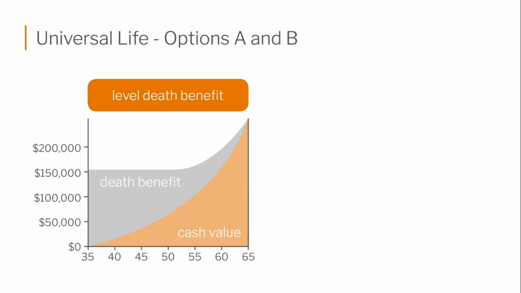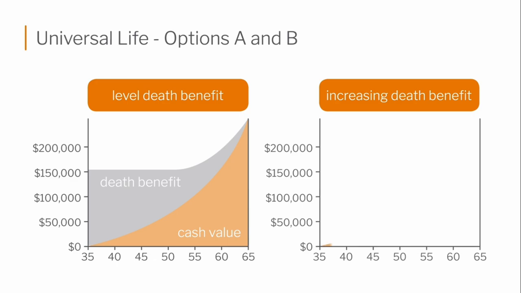But if you look at option B, you have an increasing death benefit from the beginning, usually starting out at less than what the death benefit would be on option A, but it increases gradually over time, and you can see the cash value grows more slowly because of that. So it's just a difference of how you want the policy to perform or what you want it to do.